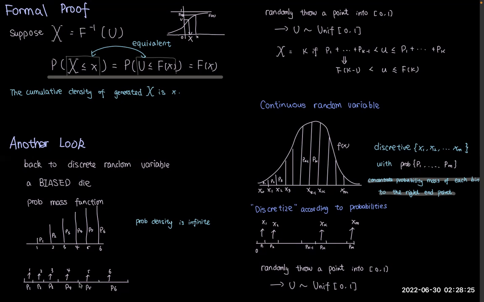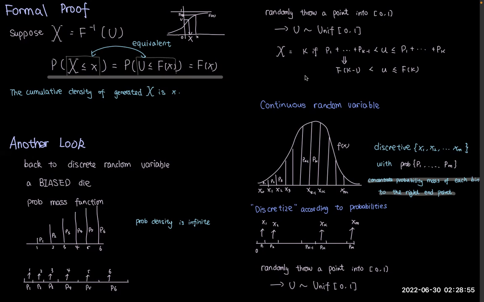And depending on which small interval it falls into, we return the value, which means that we return x equals k if this u, the generated u, the point that we throw to the unit interval, is bigger than the summation from p1 to p_{k-1}, but less than or equal to the summation p1 to pk, so that it falls into the kth interval, right?